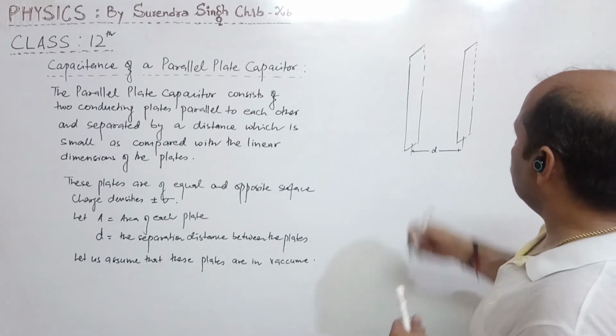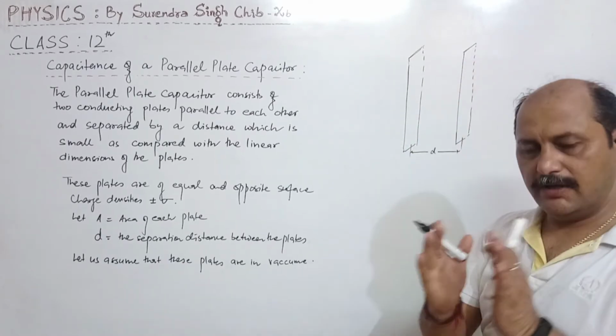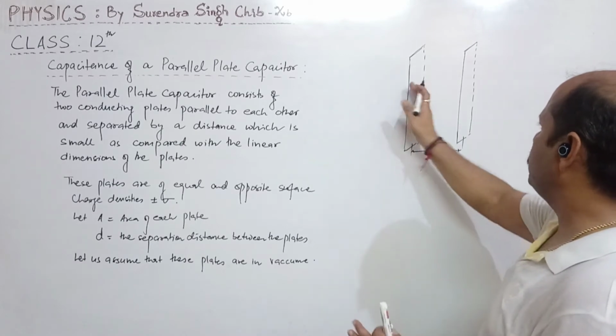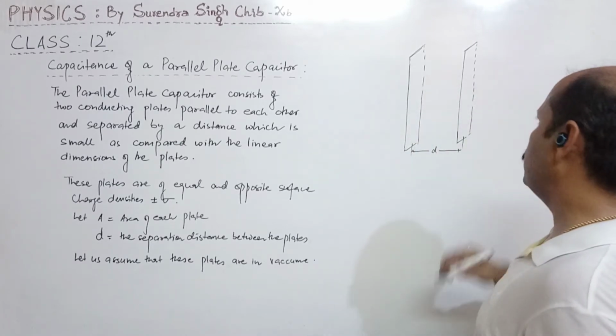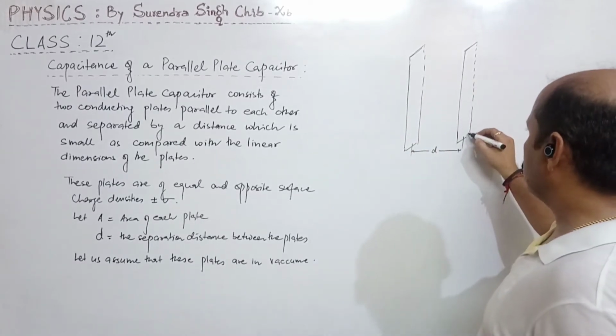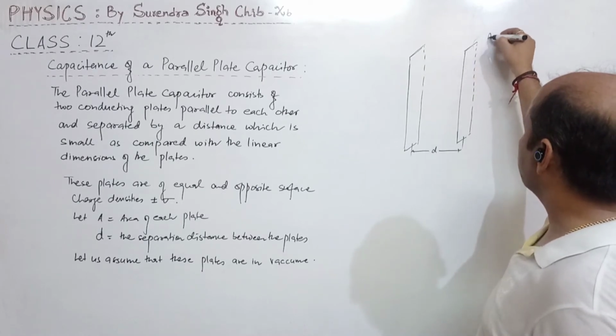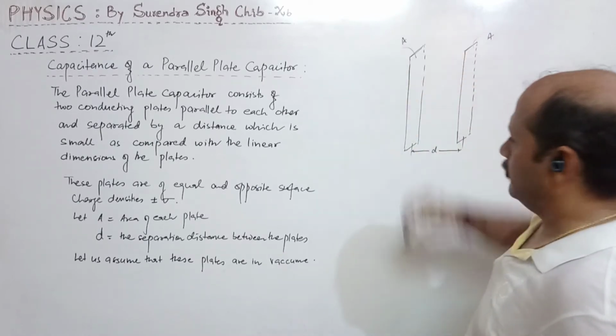और इनका एरिया कितना है? दोनों का एरिया सेम है, exactly same, and they are kept parallel to each other. And these are rectangular plates. इसका एरिया कितना है? Its area is A. इसका एरिया भी A है.